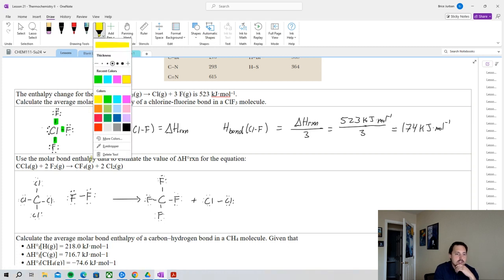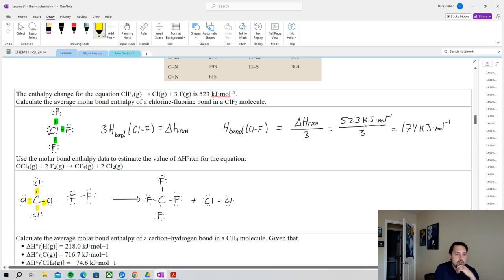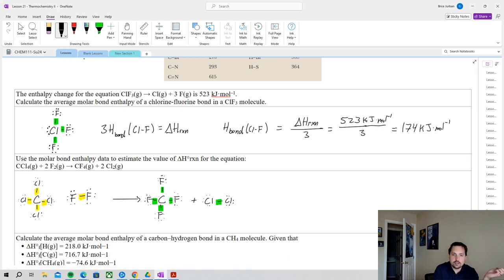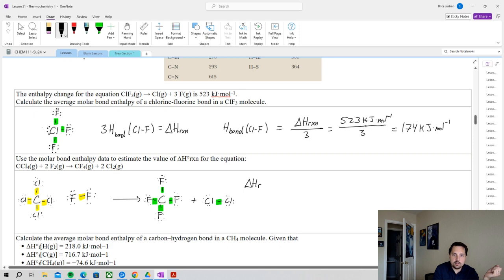And what we're doing here is breaking 4 carbon-chlorine bonds and a fluorine-fluorine bond, and we're forming these 4 new bonds and this 1 new bond. So we'll estimate the enthalpy of this reaction by taking the enthalpy of the bonds of the reactants and subtracting from it the enthalpy of the bonds of the products, which are the bonds that form. The ones on the left are the bonds that are broken.